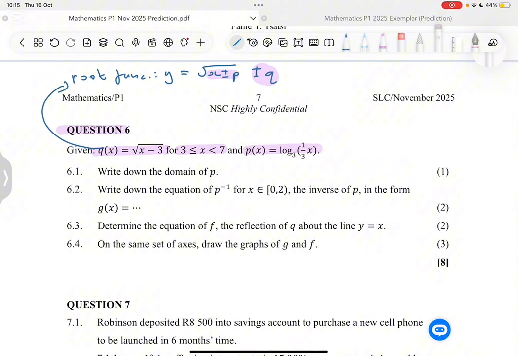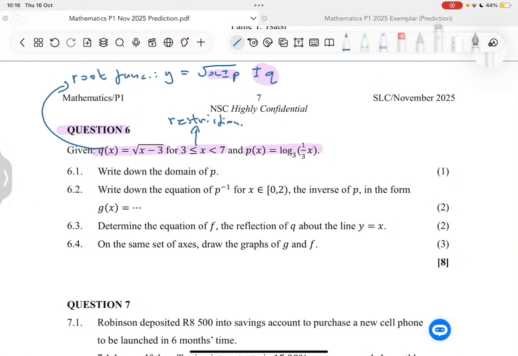But the other thing to this question is that it has a restriction. This means this graph is restricted. Now, the restriction means that the graph exists only from 3 to 7, and we don't include 7 there. So this is the domain of the graph. These are the values of x. Anything below 3, the graph does not exist, and anything above 7, the graph does not exist.